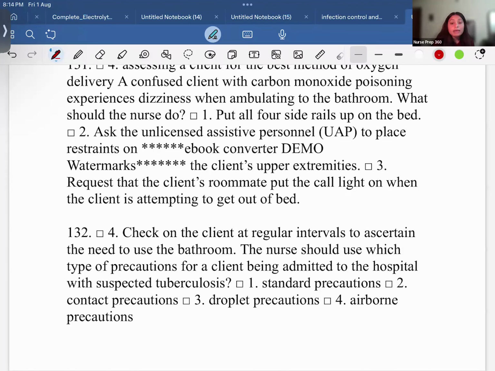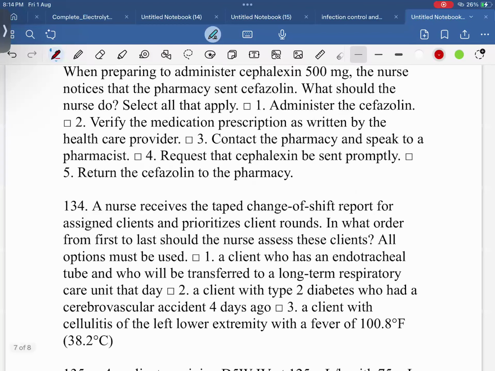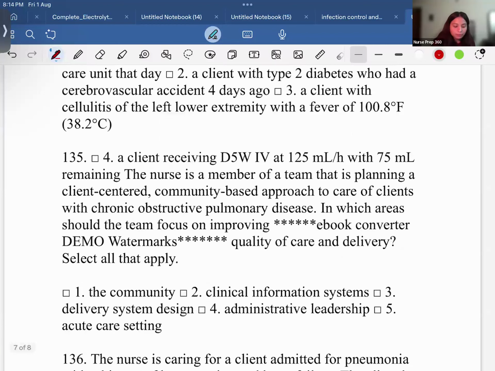You tell me the answer. Everybody knows airborne precautions are applied. Airborne, okay. We need to maintain a negative airborne pressure. Yep, very good. Can you read this question number 133?